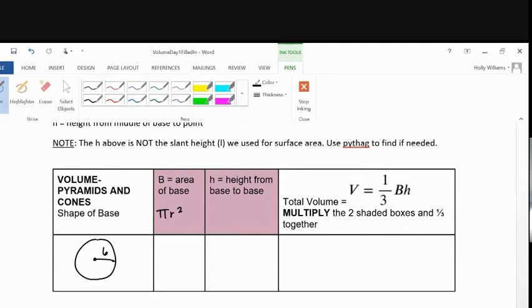113.04. Okay, let's leave it in terms of pi. You're right. But multiplying it out just makes our answer a little bit less accurate. So I'm just going to leave it as 36 pi. That okay? Yeah. Okay, perfect.